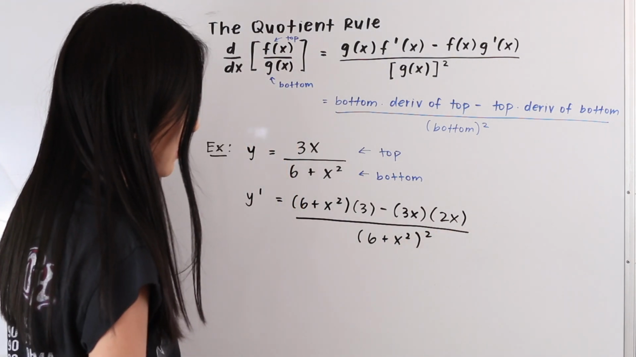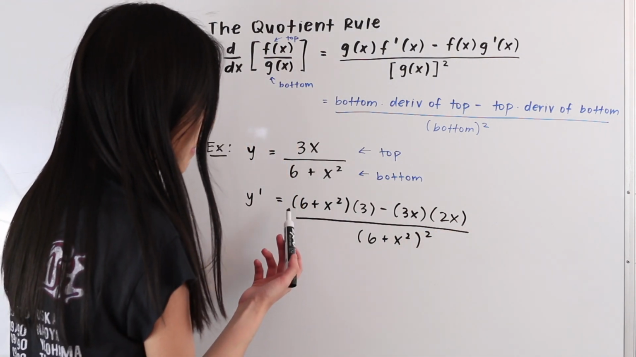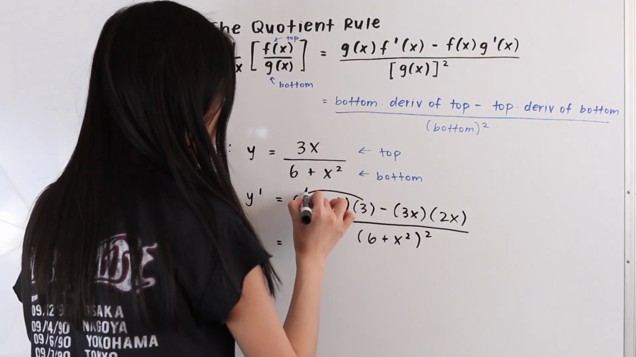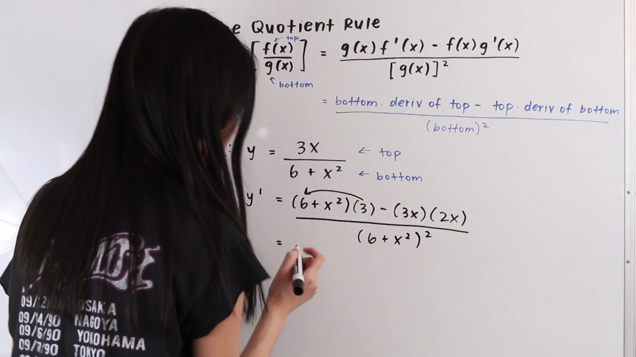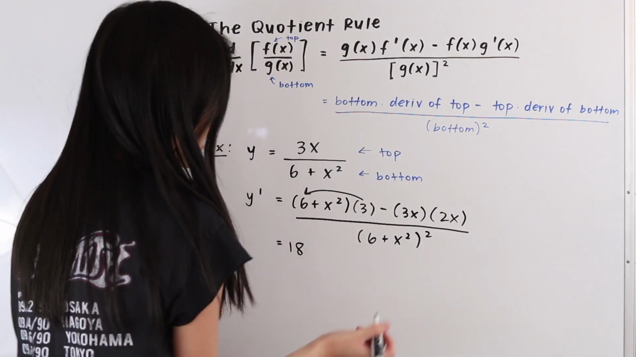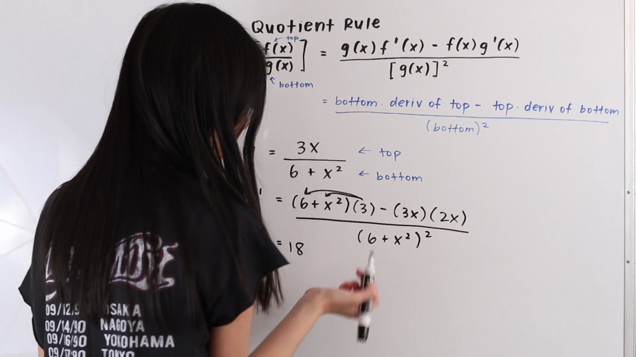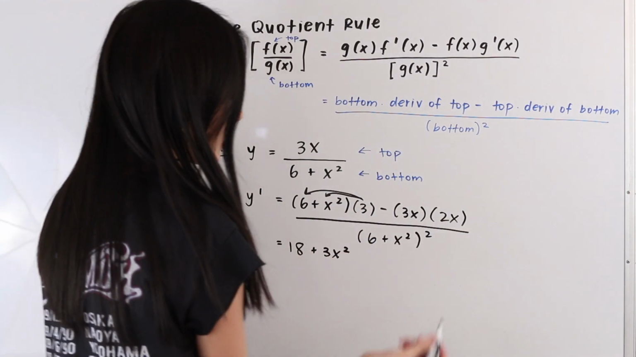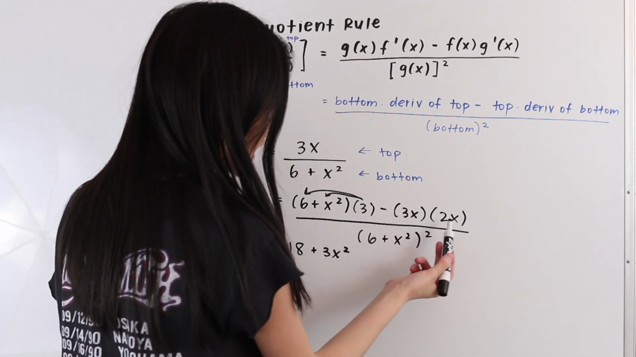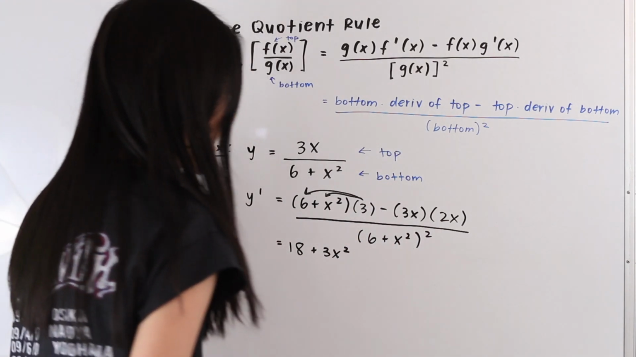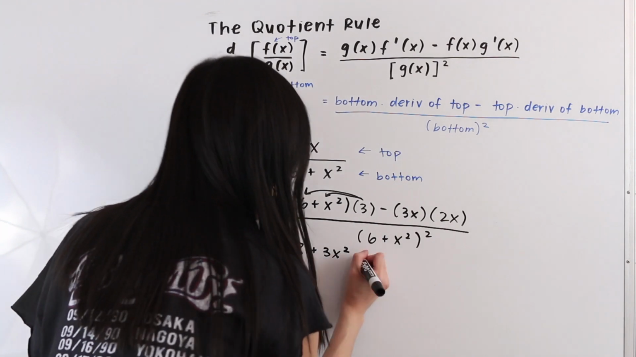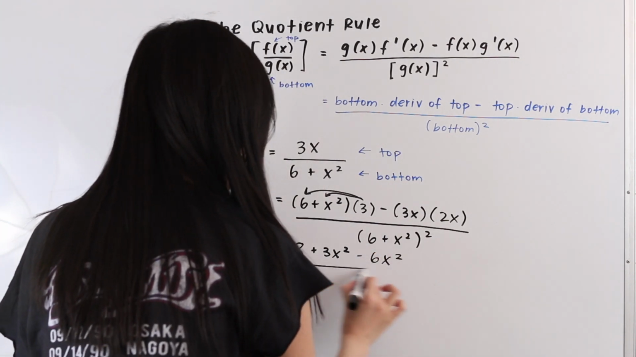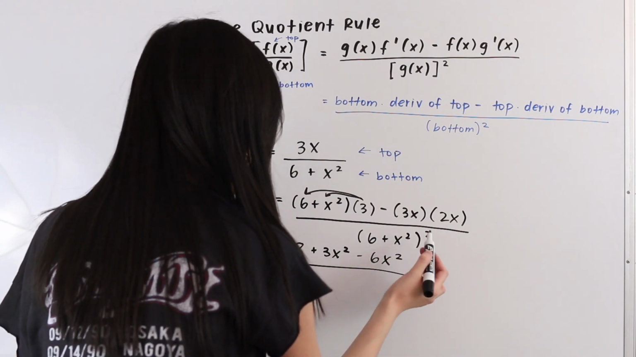As our next step, let's expand our numerator so that we can combine like terms. Let's distribute this 3 here. So we have 3 times 6, which is equal to 18. And then we have 3 times x squared, which is just equal to 3x squared. And then here we have a 3x times a 2x times a negative sign, which simplifies down to a negative 6x squared. And this is all over 6 plus x squared, squared.